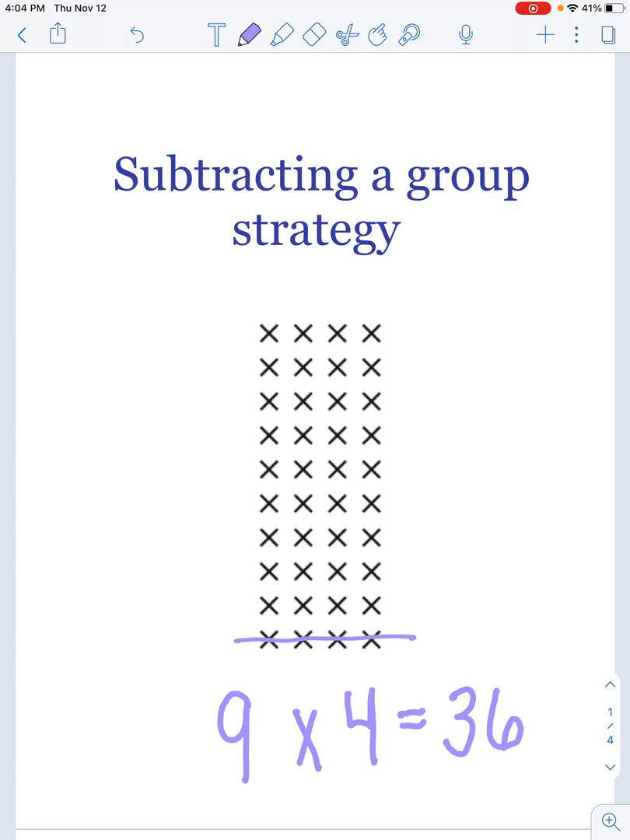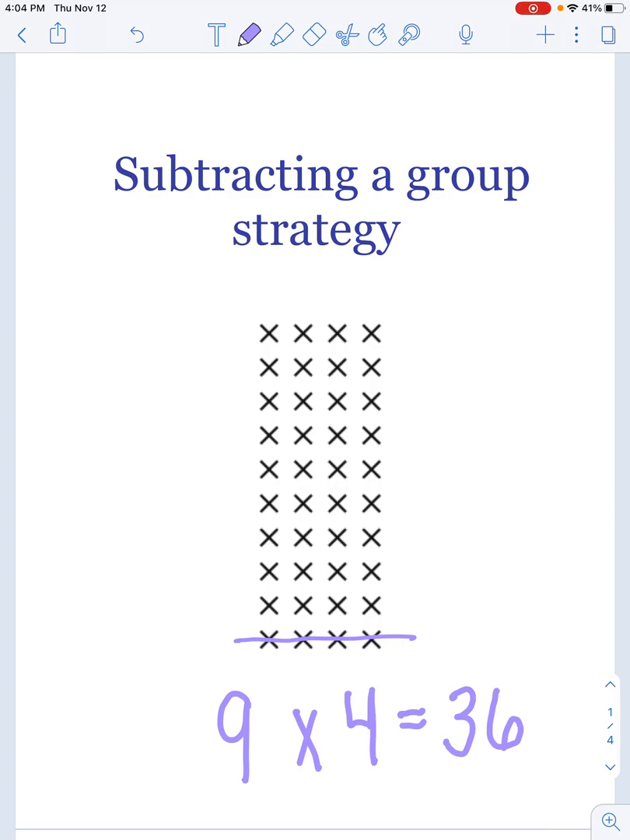Today is very similar. We are doing the subtracting a group strategy. The only difference between those two lessons is yesterday we did adding, today we're doing subtracting. All right, so here is an example of subtracting a group.